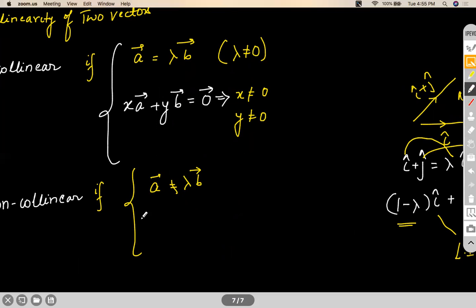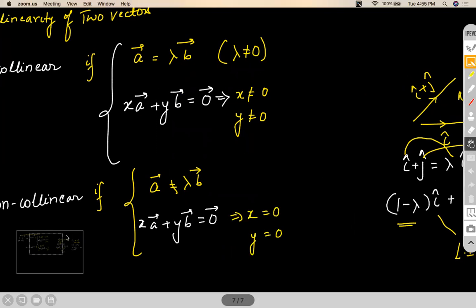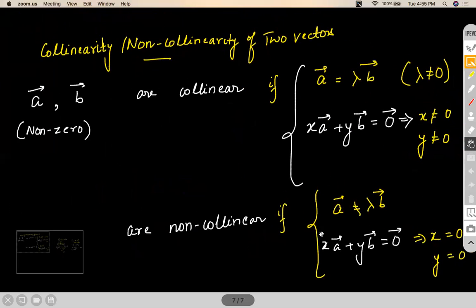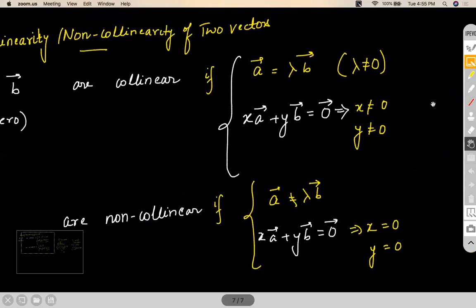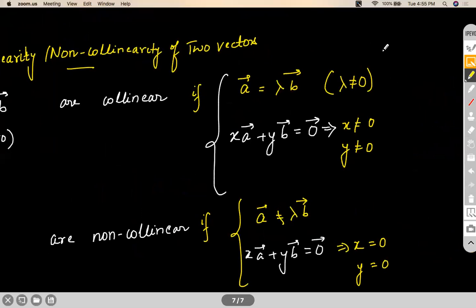And if you try to express a linear combination of A and B as a null vector, then this will only lead to X and Y both being 0. That is the check normally we do if you want to know whether two vectors are collinear or non-collinear. However, in our school, and what is recommended by most of the teachers is this method. This method is good to know, but normally we don't use it.